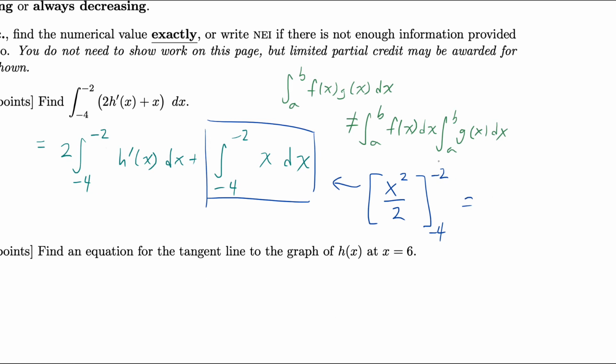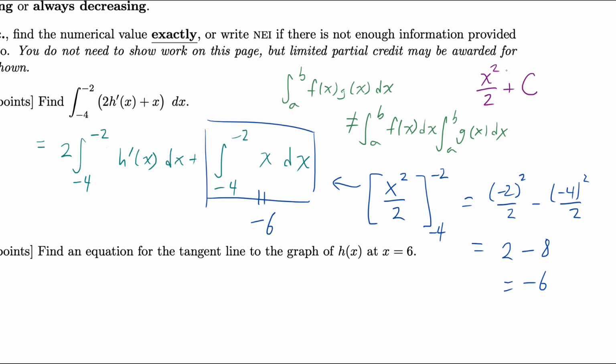All this is saying is that we look at the final value of the function at -2, which is -2 squared over 2, and we look at the initial value of the function at -4, minus -4 squared over 2. We look at the change in x squared over 2, and this is 4 over 2, which is 2, minus 16 over 2, which is 8, so we get -6. So this integral is -6. I'm just using the fundamental theorem of calculus here. Something to point out is that when you're doing indefinite integration, when I'm just finding the antiderivative of x, then you technically should write x squared over 2 plus c for some constant of integration.